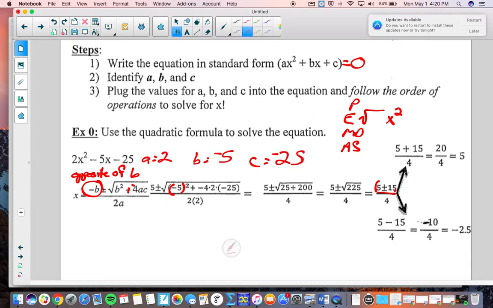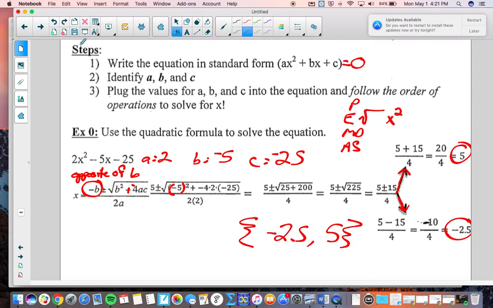So here the top needs to get simplified a little bit, but there's this, do we add them or subtract them? Well, we add them to get one answer, and we subtract them to get the other answer. So 5 plus 15 is 20. Now divide that by 4. One solution is 5. 5 minus 15 is -10. -10 divided by 4 is -2.5. And then you could write those two solutions in your fancy pants brackets. There we are.